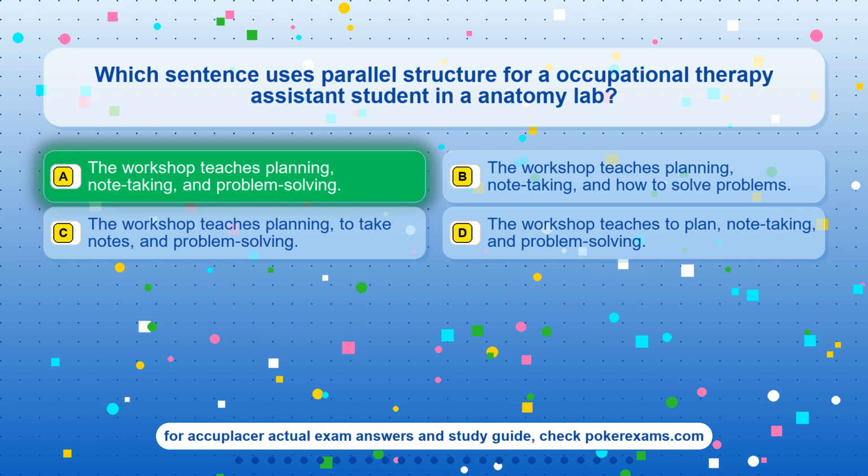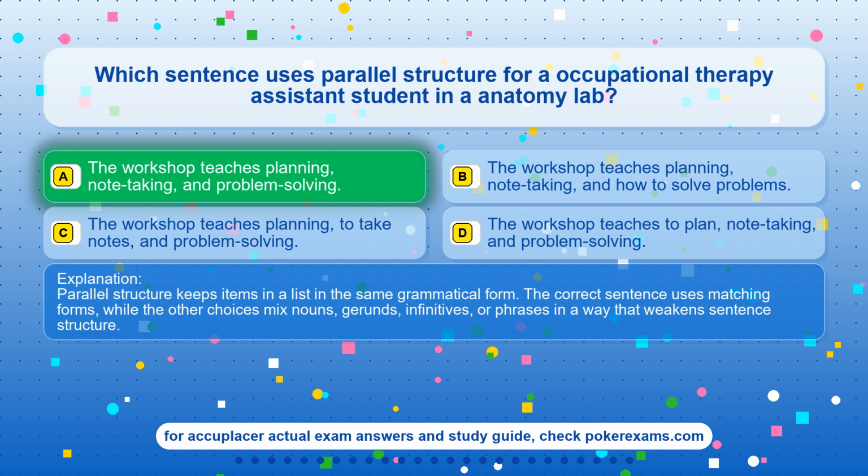The correct answer is option A. The workshop teaches planning, note-taking, and problem-solving. Parallel structure keeps items in a list in the same grammatical form. The correct sentence uses matching forms, while the other choices mix nouns, gerunds, infinitives, or phrases in a way that weakens sentence structure.